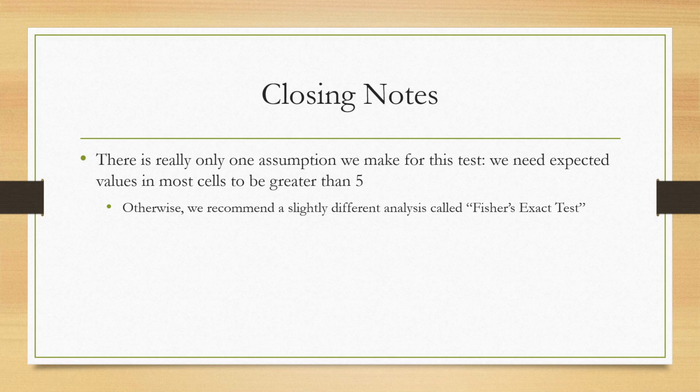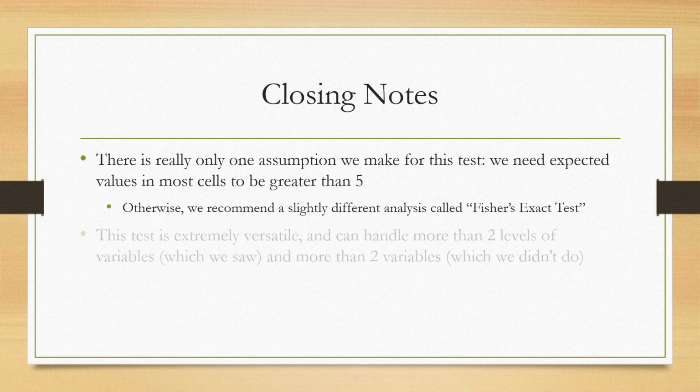But if you do have expected values in several cells, more than 20% of your cells, where the expected values are less than 5, it's highly recommended to use the Fisher's exact test instead of the chi-squared.